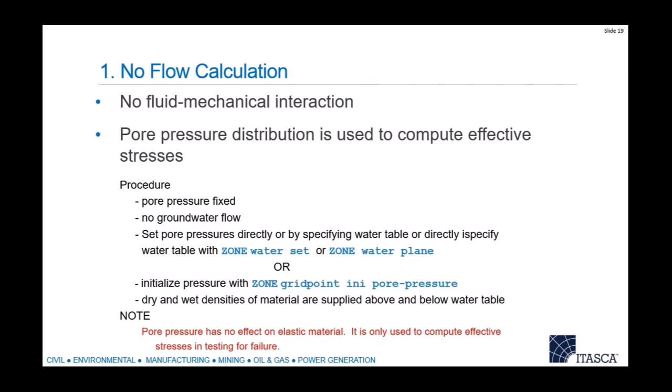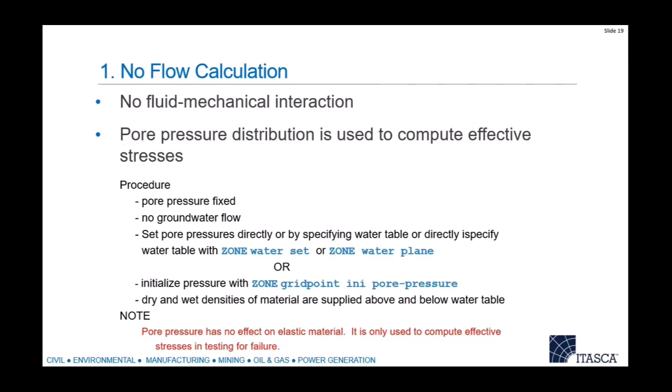So let's look at the first option, no flow. All you're doing is assigning pore pressures in your model. That's it. Those pore pressures are then used to modify total stress into effective stress before it goes to the constitutive model. So the procedure is you set the pore pressure everywhere in the model. You don't config fluid. You don't add any calculation or memory to the system. You just use one of the options we give you to set pore pressure.